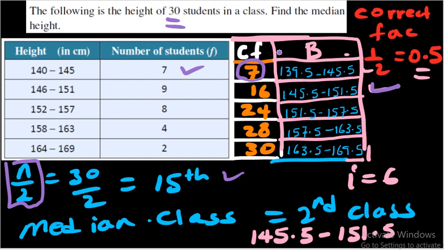And then prepare the class boundary. The correction factor is 0.5. How do you get it? By taking the gap, the difference. Therefore, the second class will be taken as 145.5 until 151.5. That's going to be the median class.